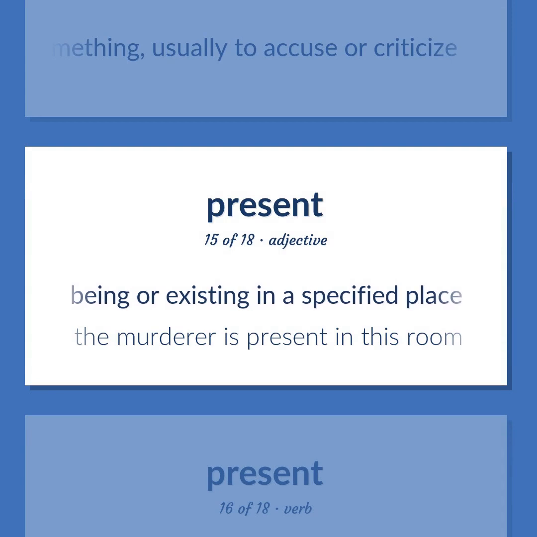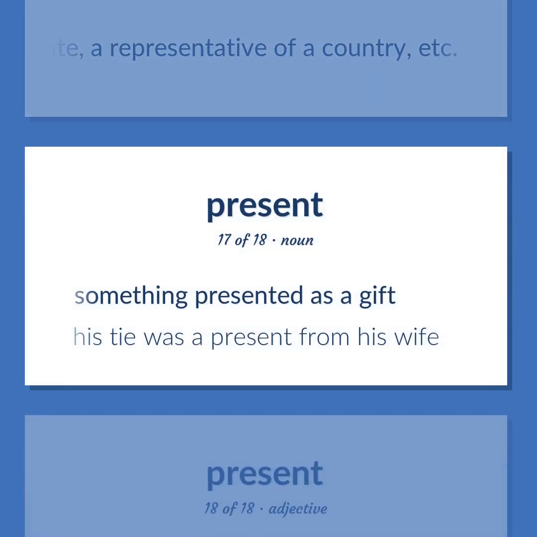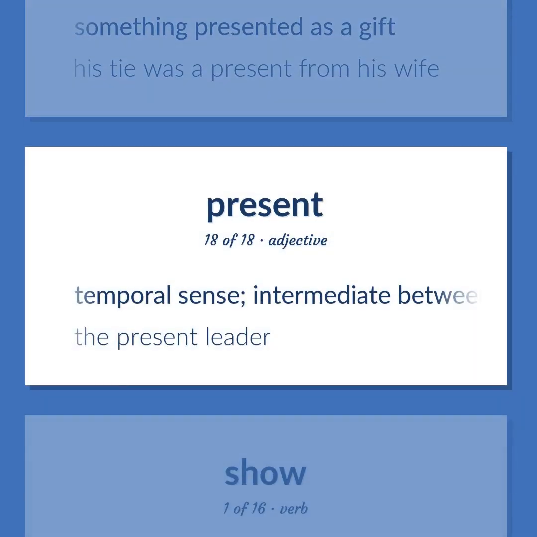Being or existing in a specified place. The murderer is present in this room. Formally present a debutante, a representative of a country, etc. Something presented as a gift. His tie was a present from his wife. Temporal sense. Intermediate between past and future, now existing or happening or in consideration. The present leader.